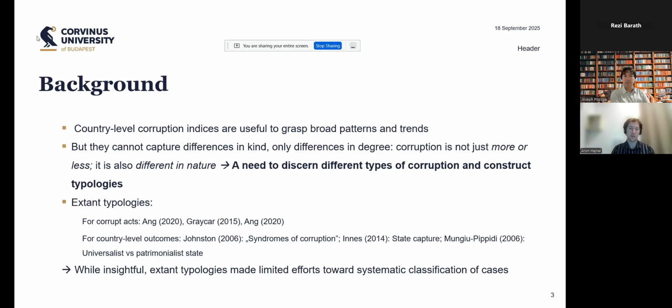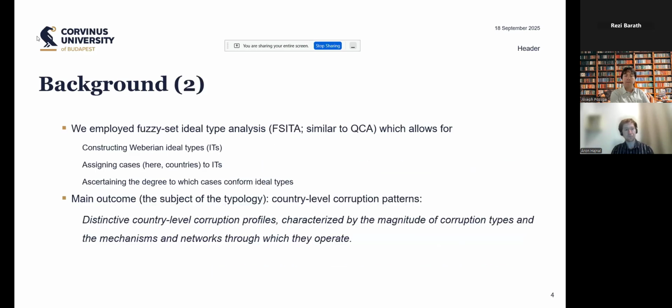And that is what we are trying to do. And to that end, we employ this so-called fuzzy set ideal type analysis, which is a method based on set theory and Boolean algebra, and it's similar to QCA, to qualitative comparative analysis. It's in fact a specific subtype, I might say, of qualitative comparative analysis.